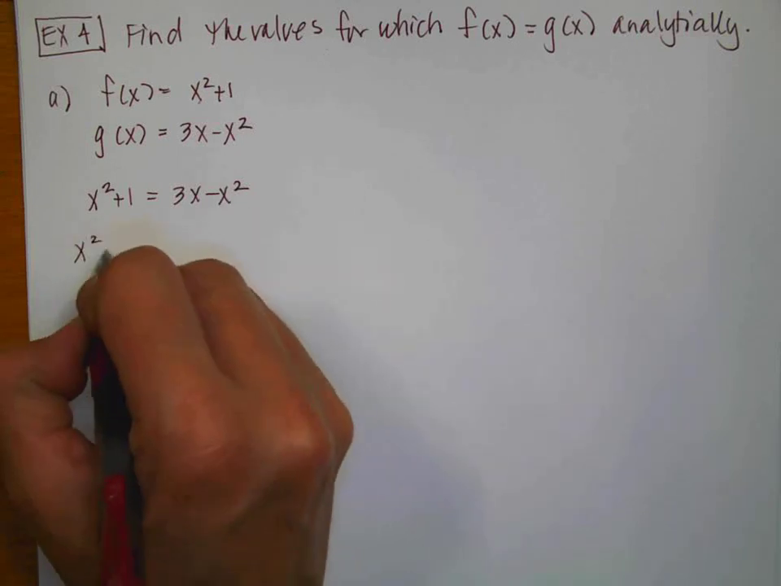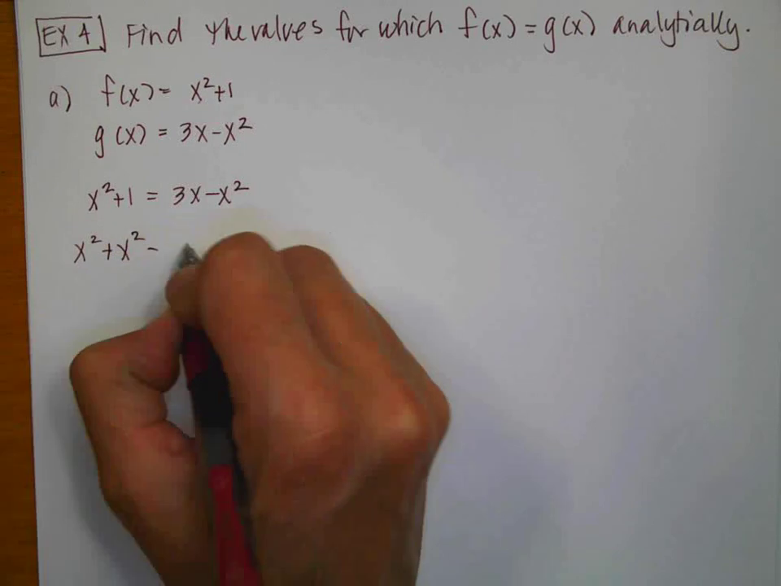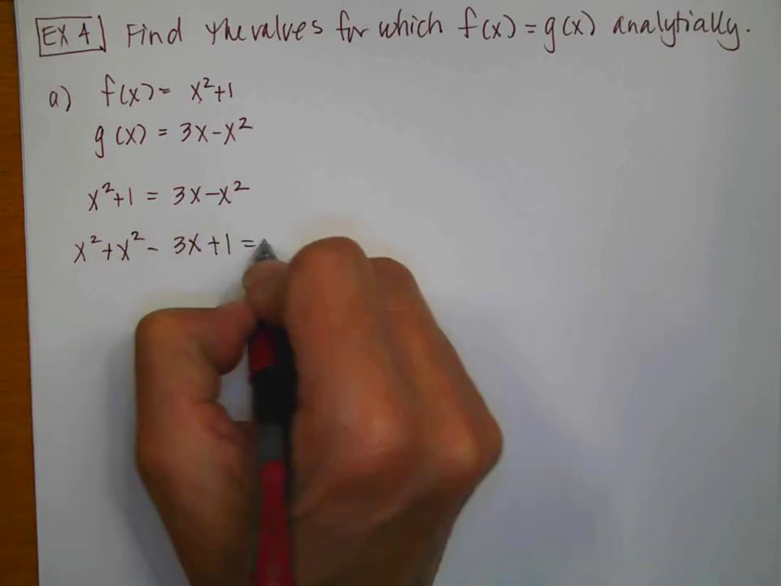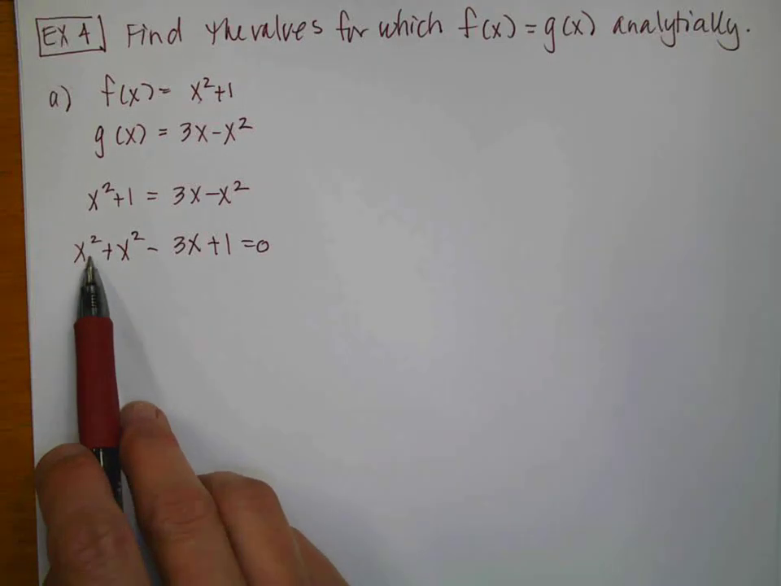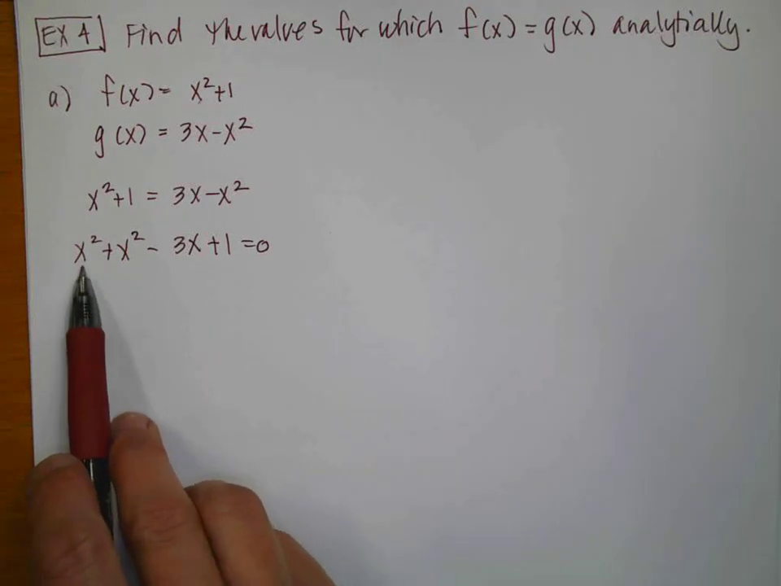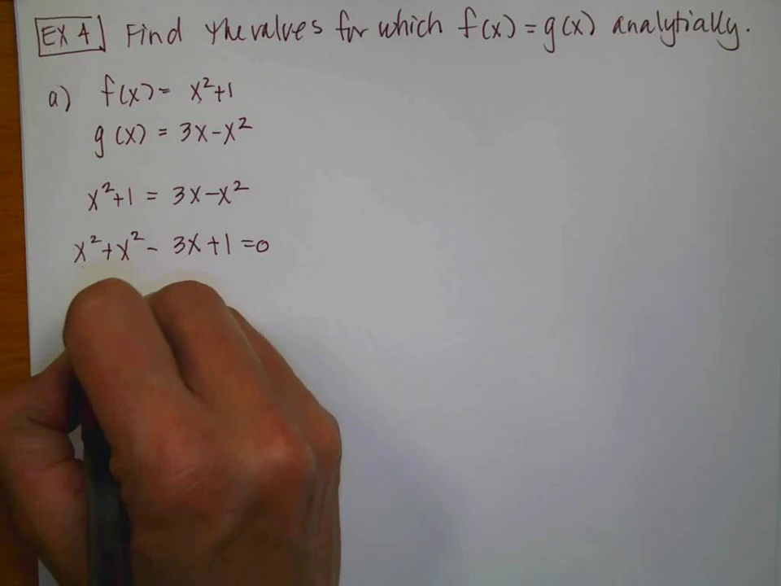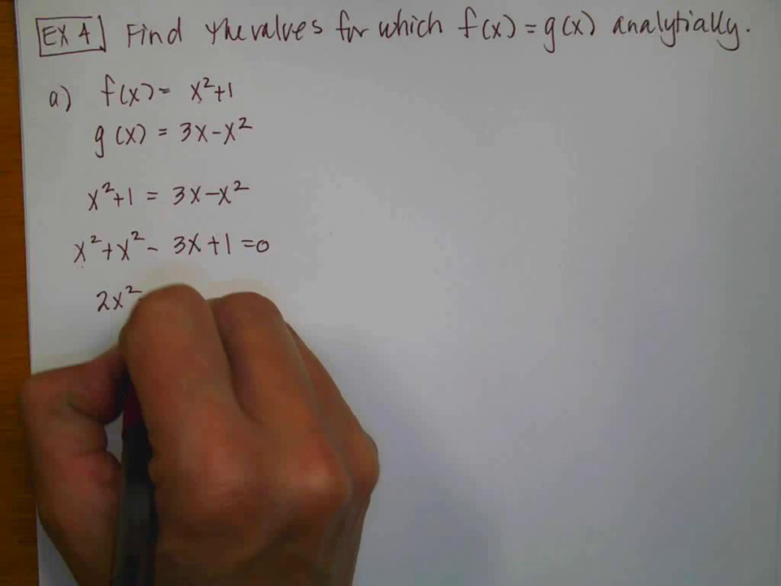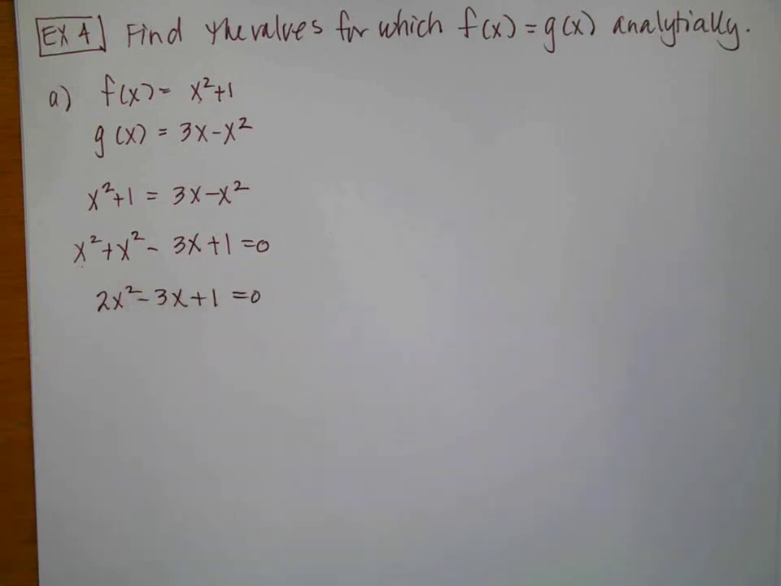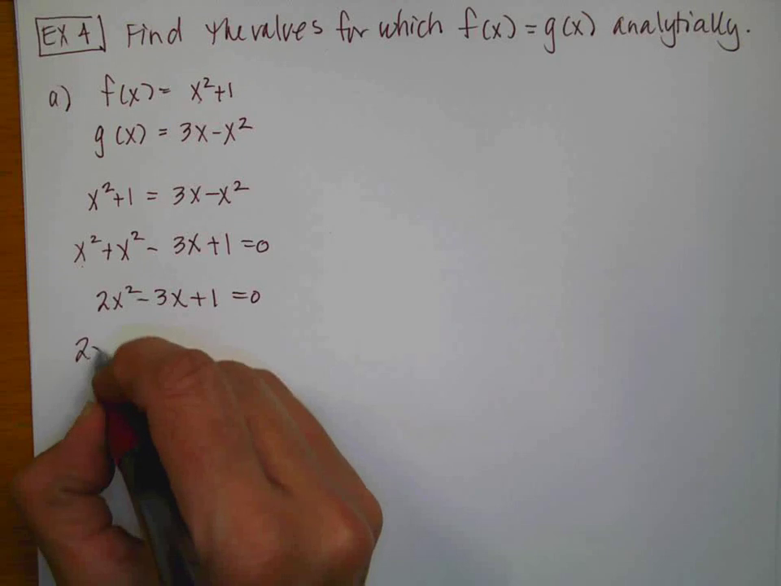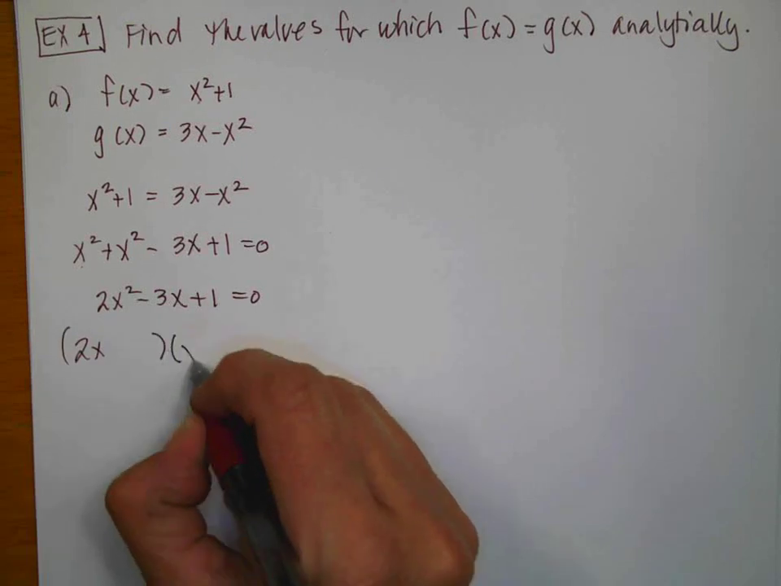I'm going to combine like terms. This guy moves over, so I have x squared plus x squared minus 3x plus 1 equals 0. Anytime you have a quadratic or a higher degree polynomial, you need to have everything on the left-hand side so that hopefully you can factor. And I get 2x squared minus 3x plus 1 is 0. I'm going to factor by guess and test.